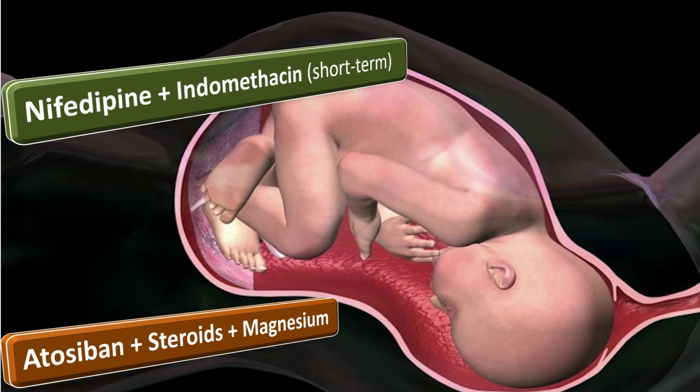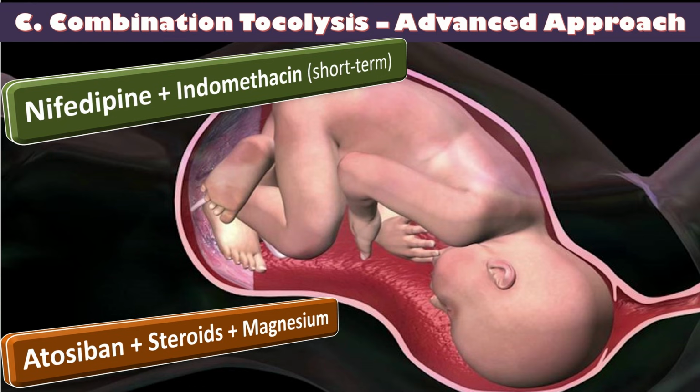The third one is combination tocolysis, which is in fact an advanced approach. It is used in refractory preterm labor and includes nifedipine and indomethacin as a short term, and atosiban plus steroids plus magnesium. Combination therapy can increase success but requires expert monitoring at the same time.